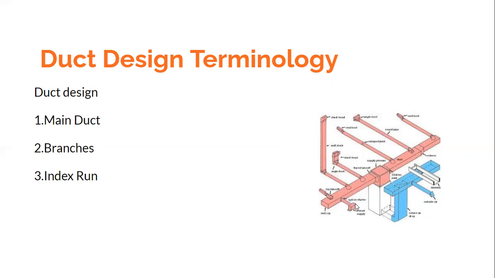These branches would depend upon the load. Suppose this is a space to be conditioned, so this would be a branch. This is some space to be conditioned, so this would be a branch. So depending upon the layout of the building, if there are a number of rooms to be air conditioned, we might have this sort of branching. And the longest branch is called as the index run. This index run term is useful when we talk about the design of the ducts. So we need to be familiarized with these two terms, namely the main duct and the branches.